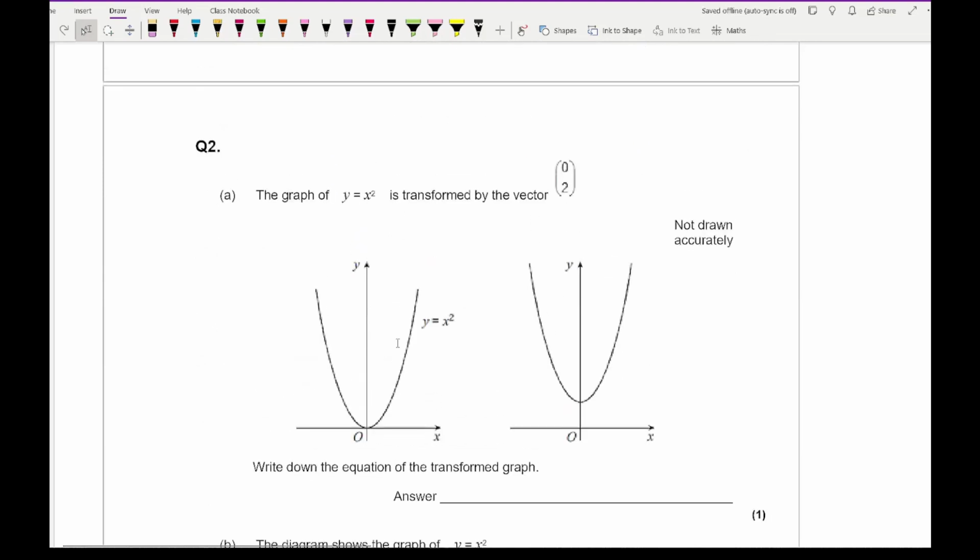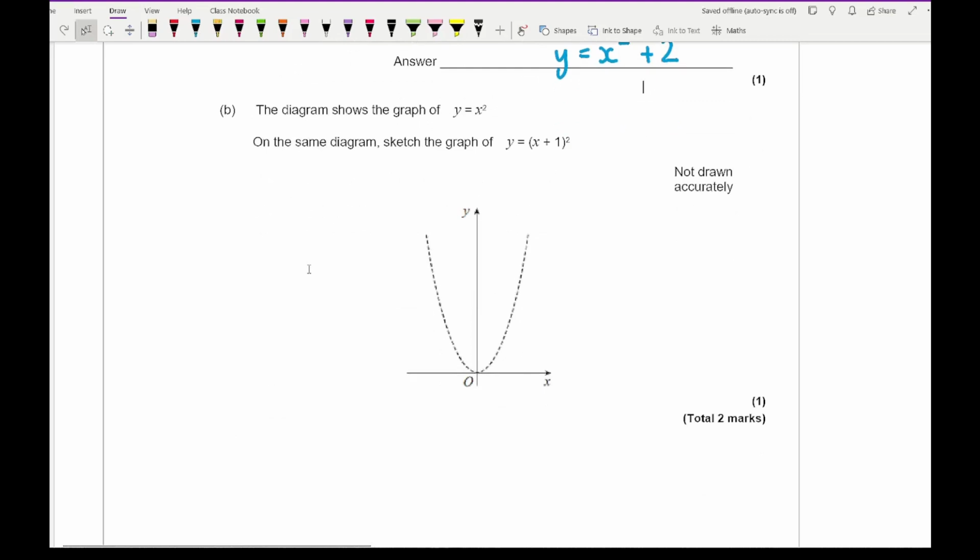Then moving on to question 2, it says the graph of y equals x squared is transformed by the vector of 0, 2. Write down the equation of the transformed graph. Here, as you can see, I've moved the graph up by 2 places. So that's doing something to the function, and if the original function is x squared, then because I'm shifting it up, I'm going to add 2. If I was shifting it down, it'd be minus 2. If I was shifting it to the right, I'd be taking away a number from x, and if I was moving it to the left, I'd be adding a number to x.